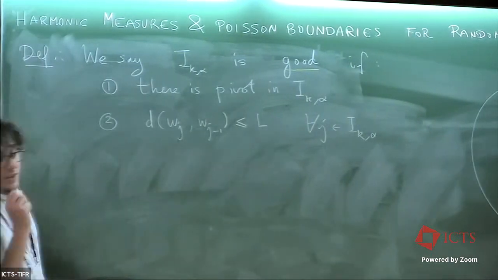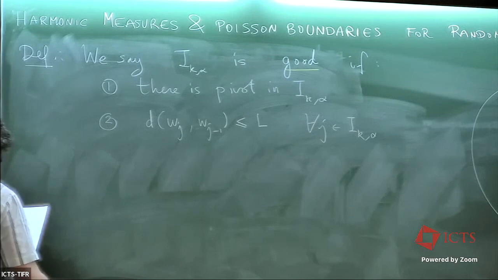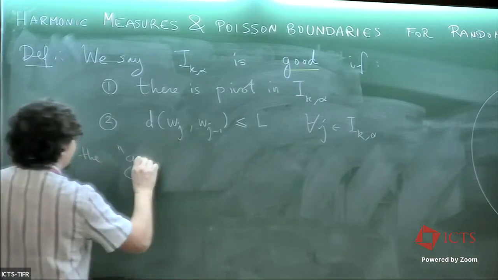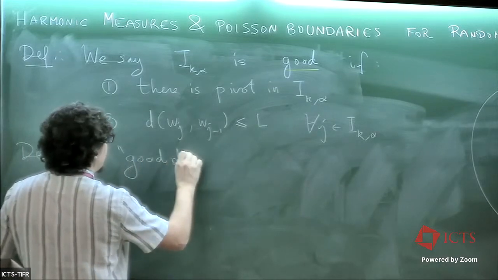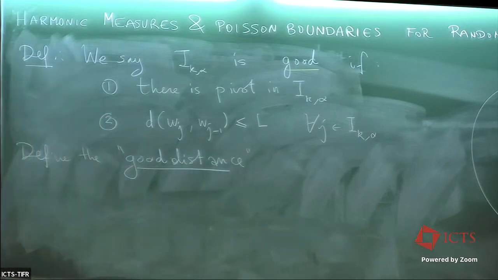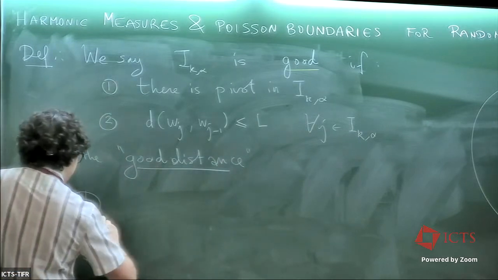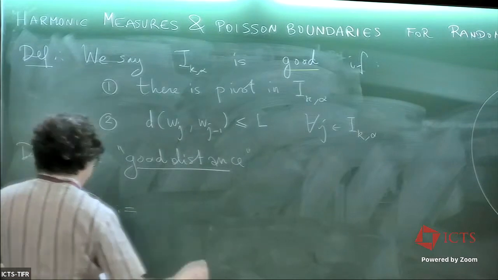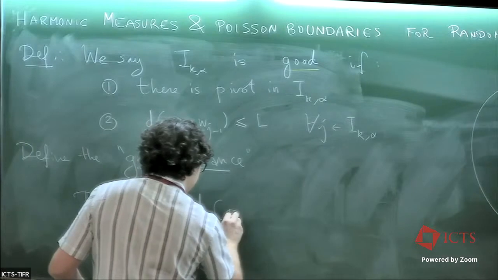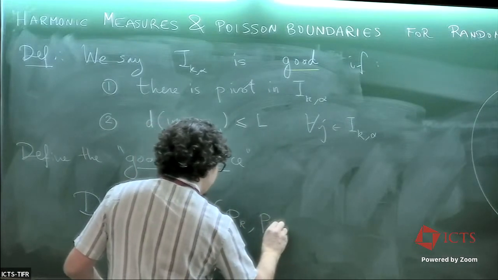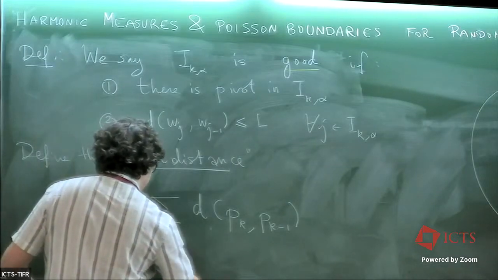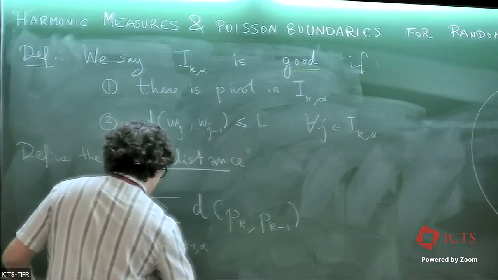And then the second piece of data that we want to define is the following. We define the good distance. Remember, we want to keep track of the distance. The good distance, let's call it d_n, is the sum of the distances between pivots, let's call them p_k and p_{k-1}, if both, of course, I_k^alpha and I_{k-1}^alpha are good.